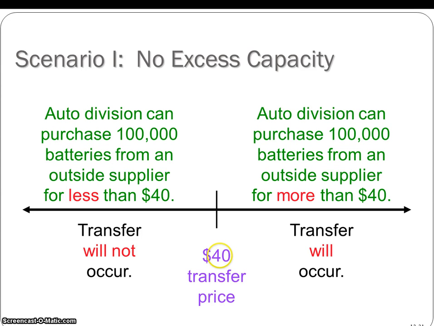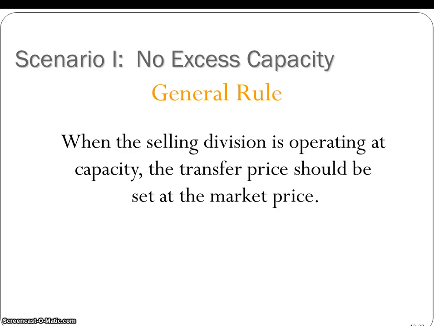And again, this is the same concept illustrated a different way. $40 transfer price is set. If the auto division can find batteries from an outside supplier for less than $40, they will probably do so. If they look outside and external vendors are selling for more than $40, then they will impose on the battery division's capacity and get a product from them at the $40 cost. And again, to reiterate, when the selling division is operating at capacity, as we had in scenario 1, the transfer price should be set at the market price.